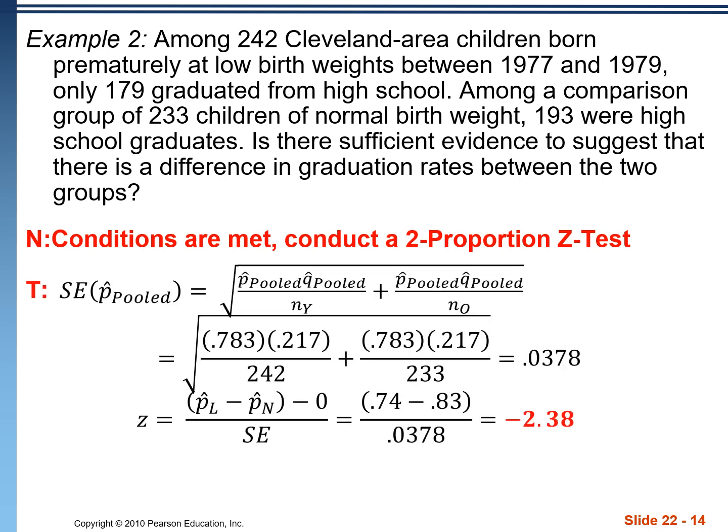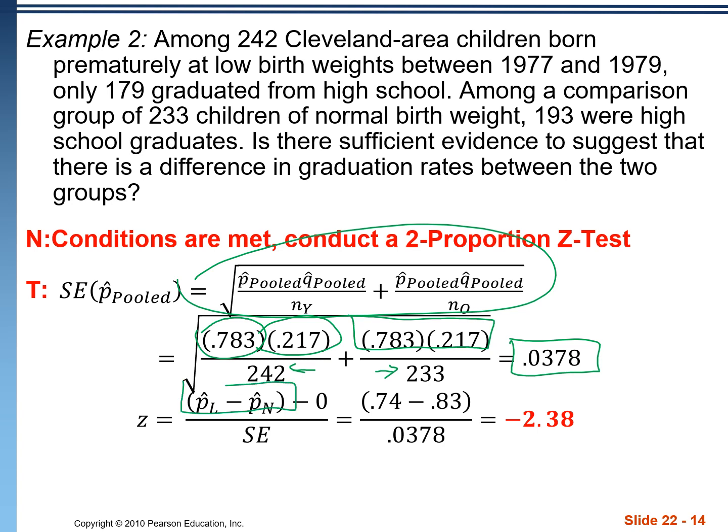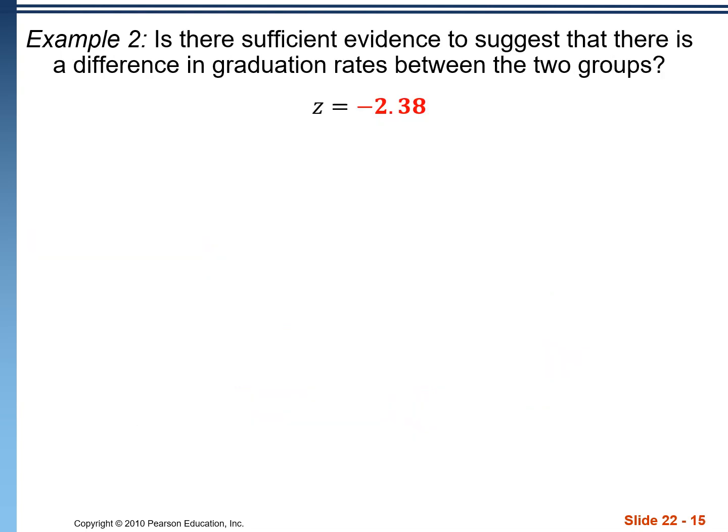Test statistic. We want a pooled standard error, which means we're putting that pooled p-hat and pooled q-hat on top of both of these fractions with each sample size on the bottom. It gives us a standard error of 0.0378. We find our point estimate, the difference between those two groups, and it's always being compared to 0. So we're always subtracting 0. We really can just leave that part out. Is this difference large compared to that standard deviation? So we divide it by that standard deviation. We get negative 2.38 as our test statistic. That's a z-score.